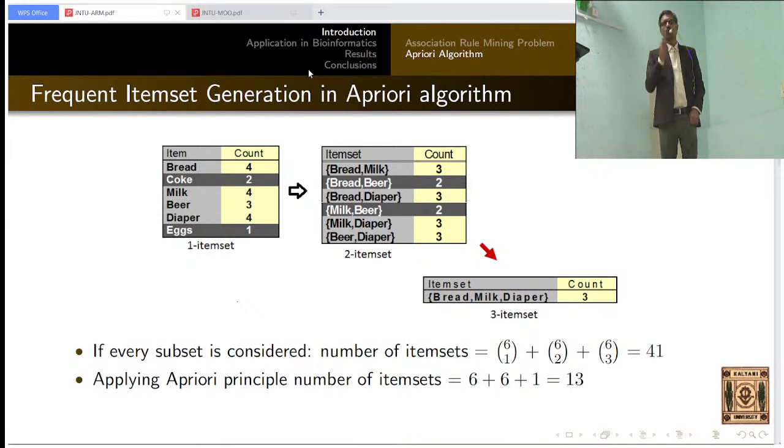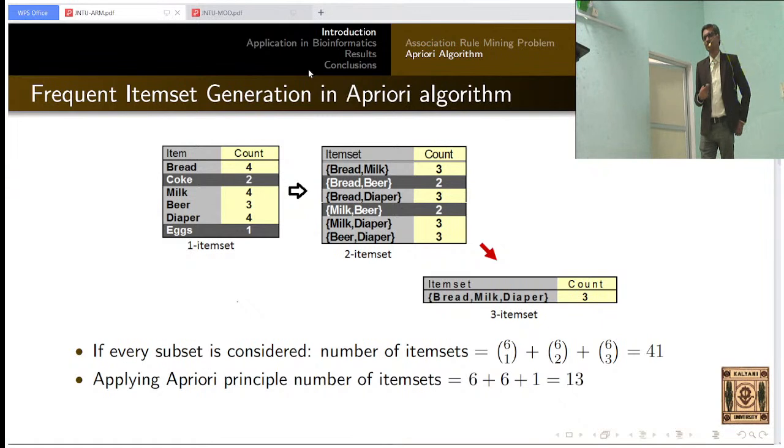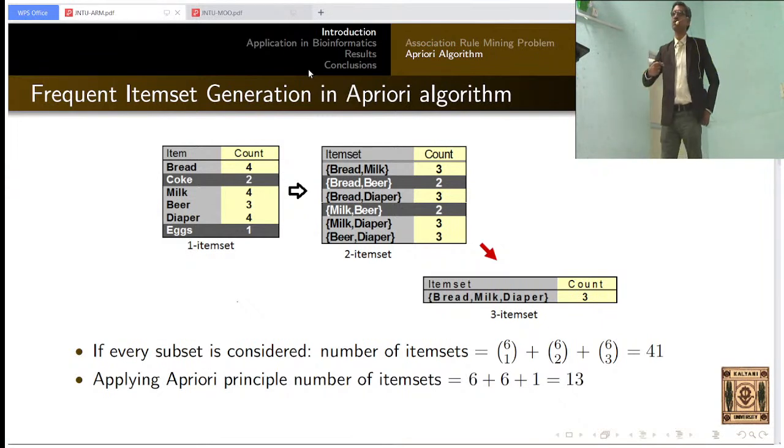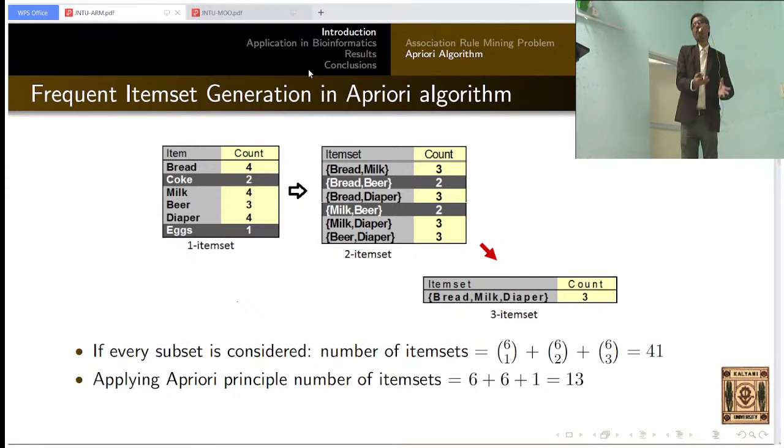Whereas if you use the a priori algorithm, in the first case you consider the 6 items. In the second case, by combining, you compute another 6 item sets, and finally 1 item set, so only for 13 item sets you compute the support. So from 41 it reduces to 13. So for a bigger problem, only a very small fraction of item sets need their support values computed. Most of them will be discarded.